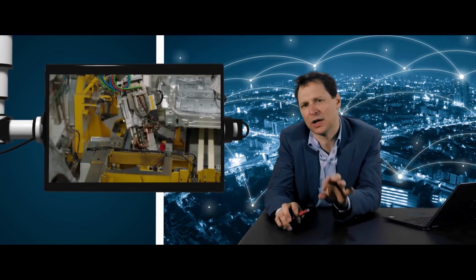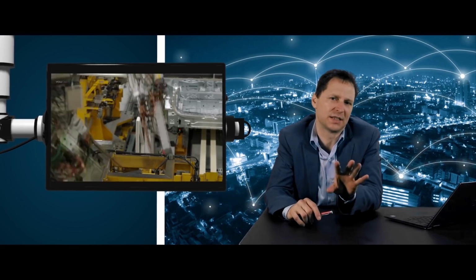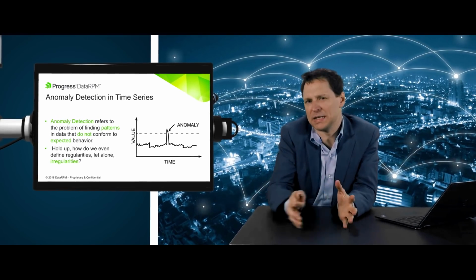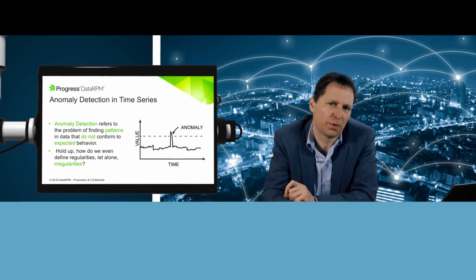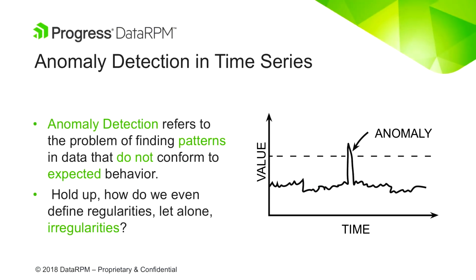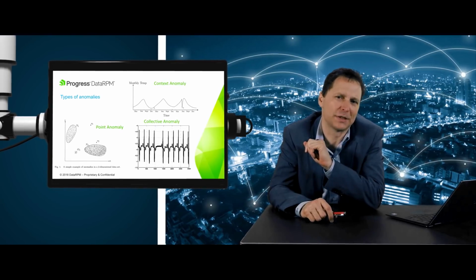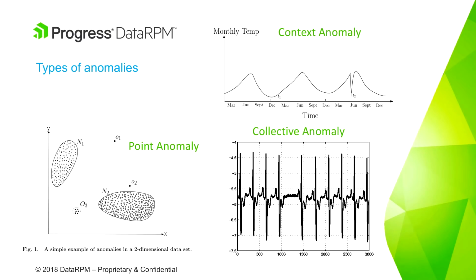Machine learning is becoming a commonplace tool for businesses, accelerating root cause analysis. Anomaly detection refers to the problem of finding patterns in data that don't conform with expected behavior. There are many different types of anomalies, and determining which is a good and a bad anomaly is challenging.